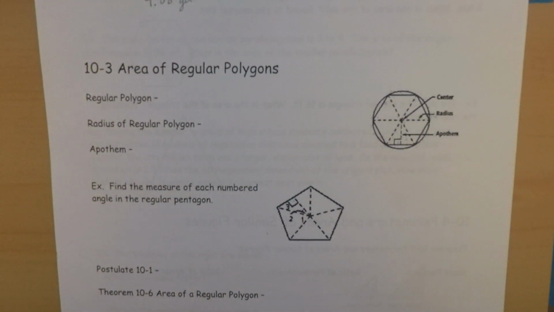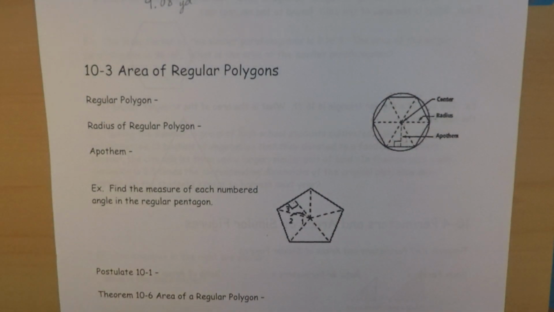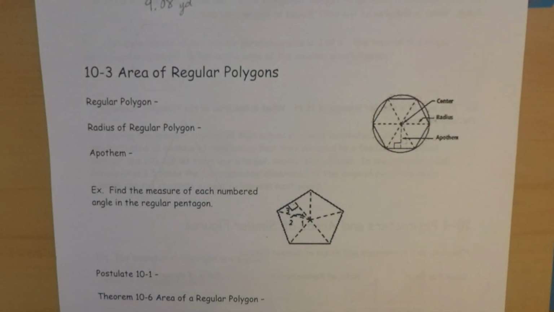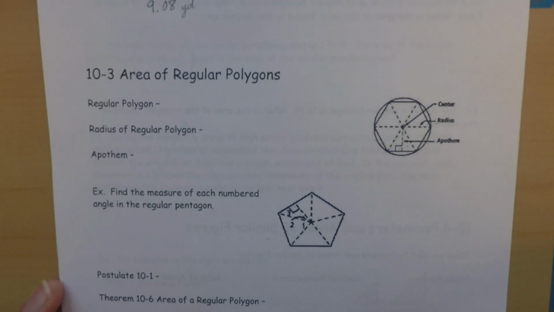In this lesson, 10.3, we are going to find out how to find the area of regular polygons. In our past units, we've looked at how to find the area of triangles, rectangles, parallelograms, trapezoids, rhombuses, and kites. In this section, we're going to look at how to find the area of a special group of shapes, all regular polygons. Those two words are very important.